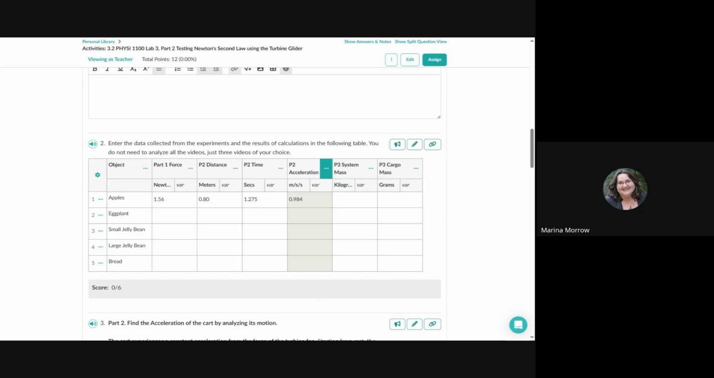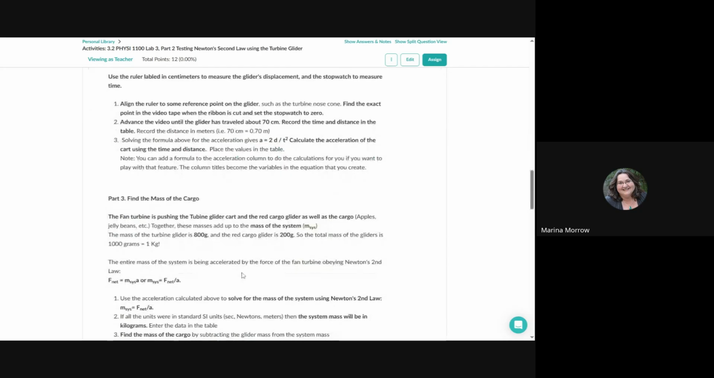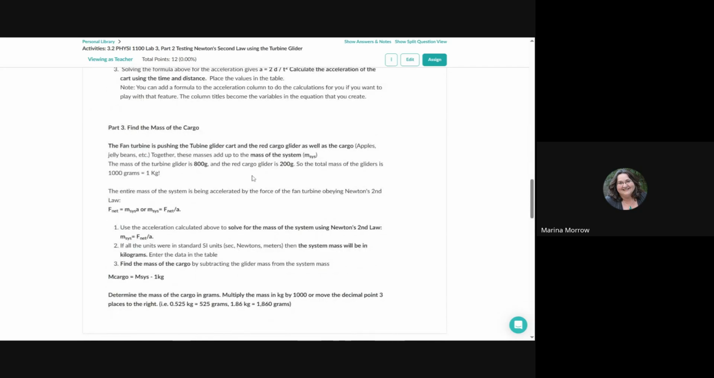And you can also write a formula for the next thing. You're supposed to determine the system mass. To find the mass, you're going to be using Newton's law. And the law is the mass is going to be the force divided by the acceleration. And that's going to be the mass of the whole system, everything, not just the cargo. In fact, since the turbine glider is 800 grams, the other glider is 200 grams, the total mass of the gliders is 1,000 grams. So anything over 1,000 is going to be the mass of your object, which is what you're going to determine.